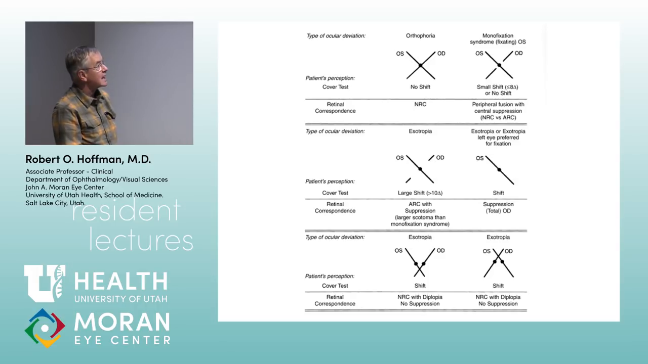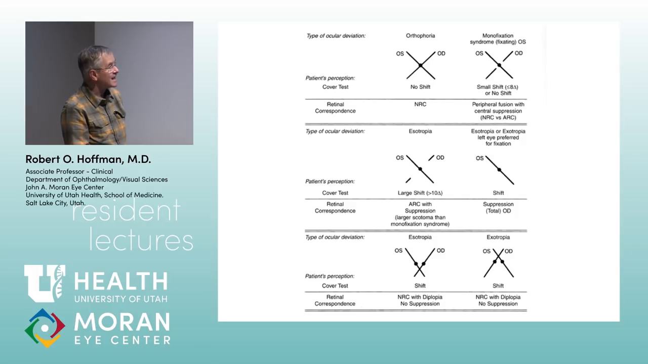In the normal situation, if we have a tiny suppression scotoma, monofixation with one eye, you may have a very observant patient that can tell you there's a little break in the line. I've never found that to be a useful test personally. And this is also with normal retinal correspondence.